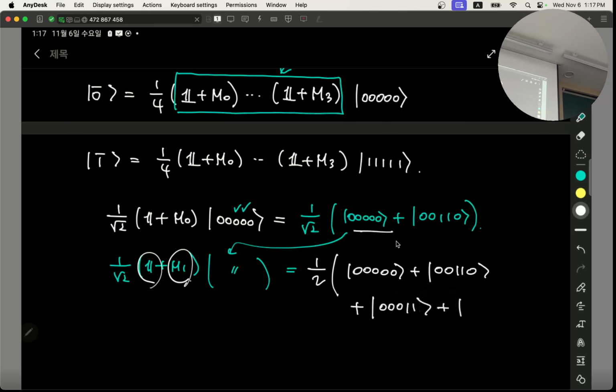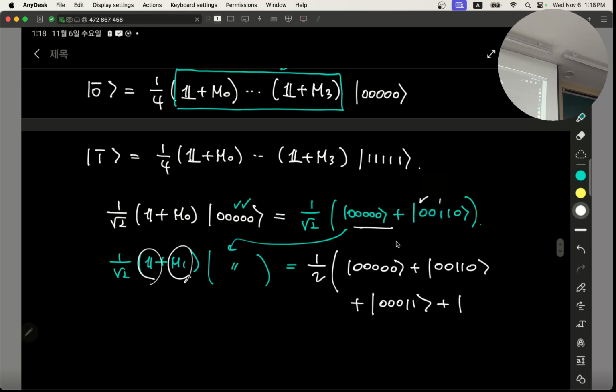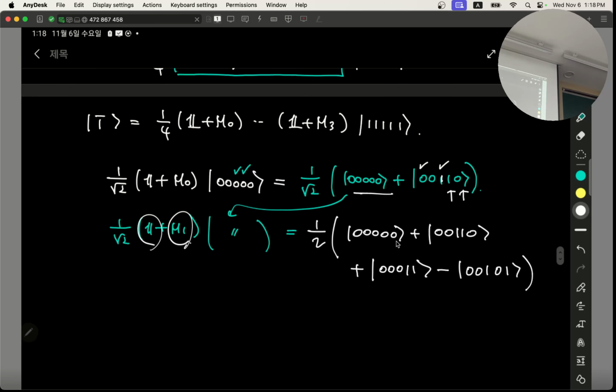And on here, so you have Z on here and X on here. Okay, so 0, 0, 1, 0, 1. Okay, but now you have a minus because you have 1 where you apply Z. So that's after applying 1 plus M1. And let's do it again. So after M2, you apply this thing.